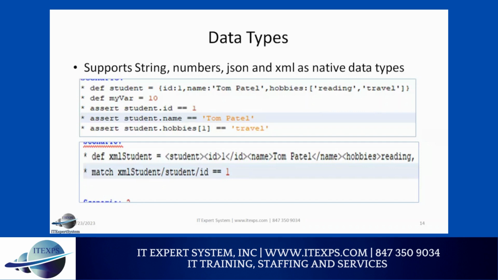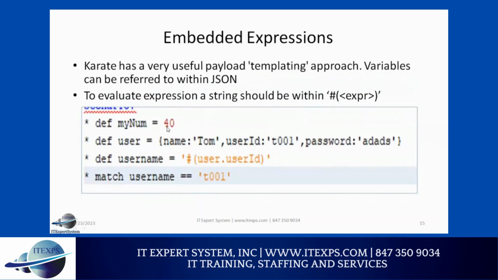It can also understand the numeric data. So you can say, for example, my variable is equal to 10, and then you can say 10 plus 10 is equal to 20. So it understands string, numbers, JSON, and XML as the native data types, like Java, for example. If you want to access JSON, you can access the JSON with a dot notation, and it can work with XML as well. We'll see some examples of that.